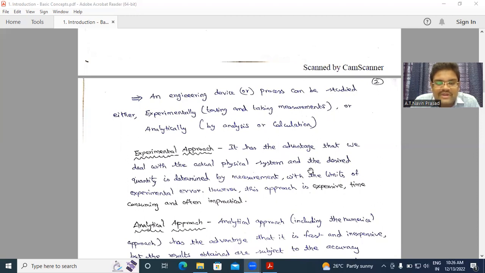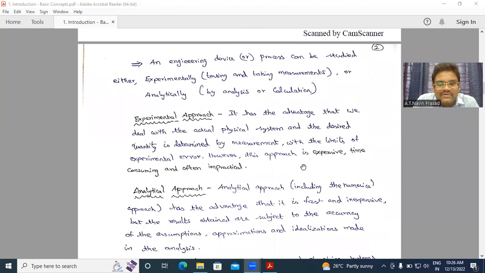For example, we are going to calculate how much heat transfer occurs in a mathematical model. So in the experimental approach, we are going to use a physical system, and we are going to measure the temperature in the system. So it may be costly.